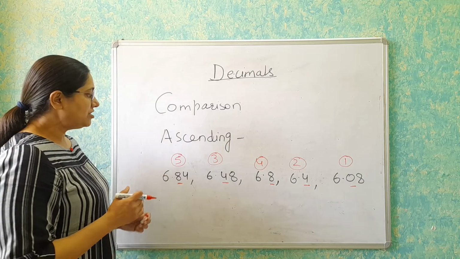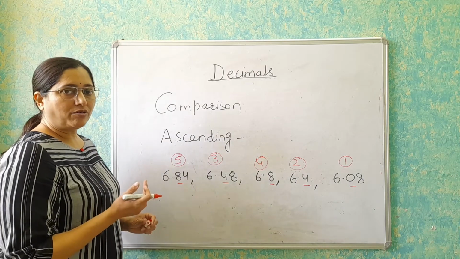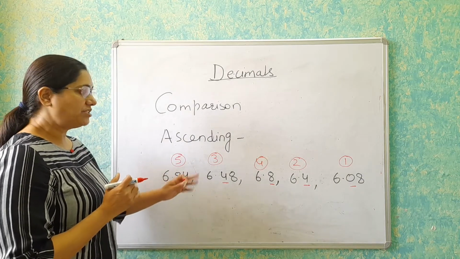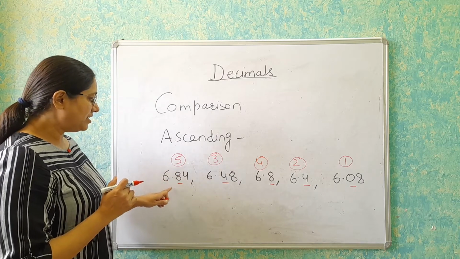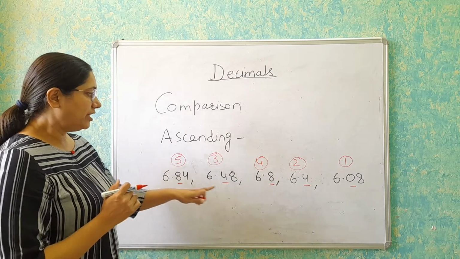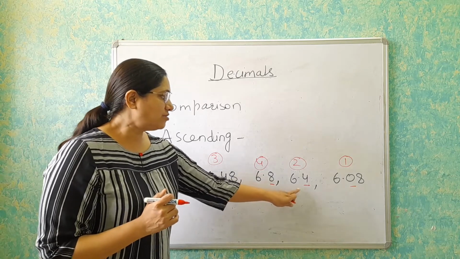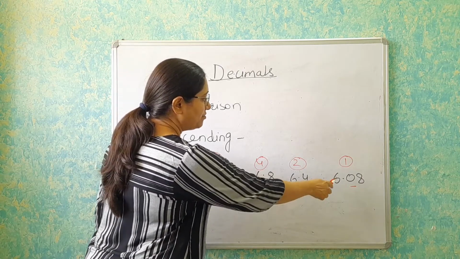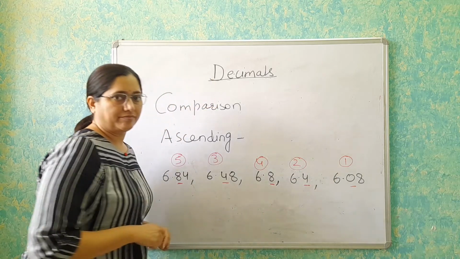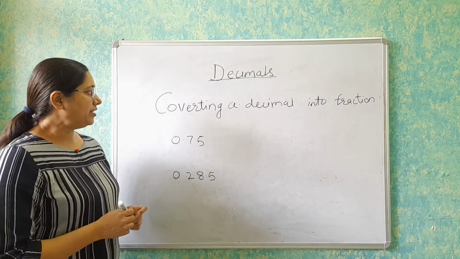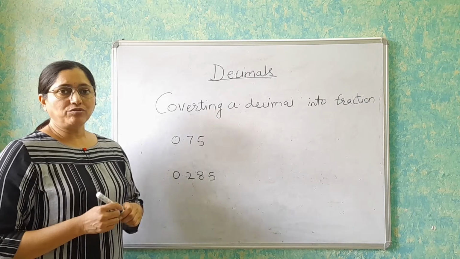You can arrange all these numbers in descending order also. You just have to reverse the order. Start with the greatest 6.84, then 6.8, then 6.48, then 6.4 and the last one will be 6.08. Let's move to our next part, converting a decimal into fraction.